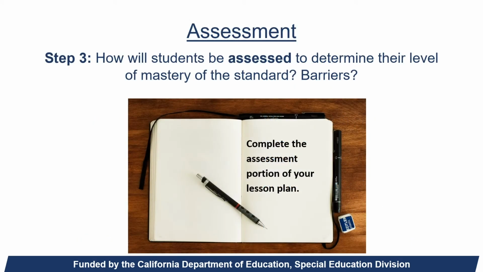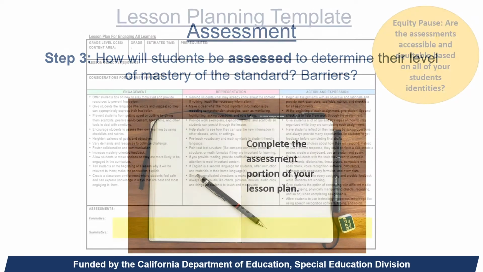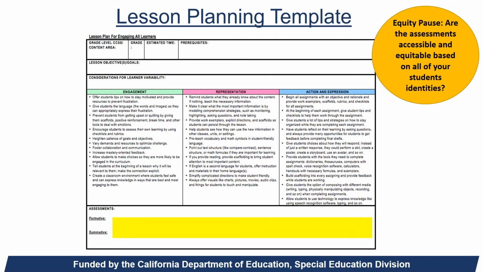Now it's your turn to practice on your lesson planning template. How will students be assessed to determine their level of mastery of the standard? Based on your learners, what are the potential barriers to the assessments and how can you mitigate for them? Remember to reference the learning goal that you created to ensure your assessment aligns to the learning goal. Also, once you've designed your assessments, stop to do an equity pause. Are the assessments accessible and equitable based on all of your students' learning variability?